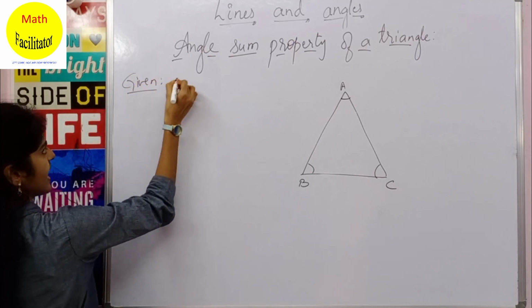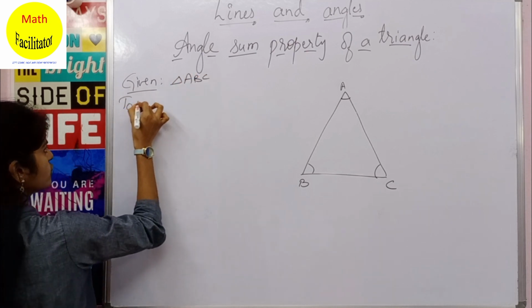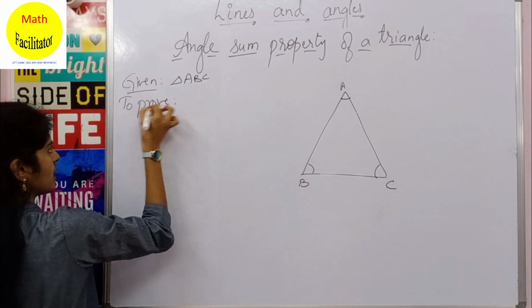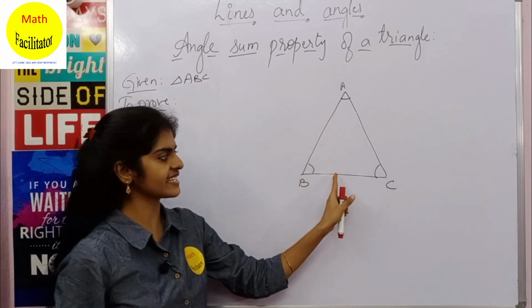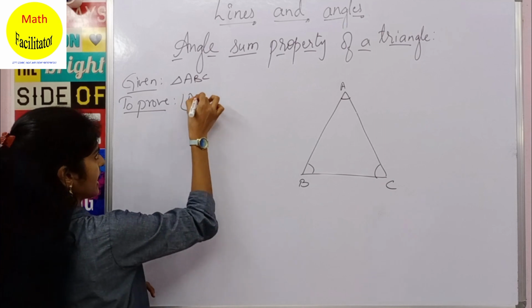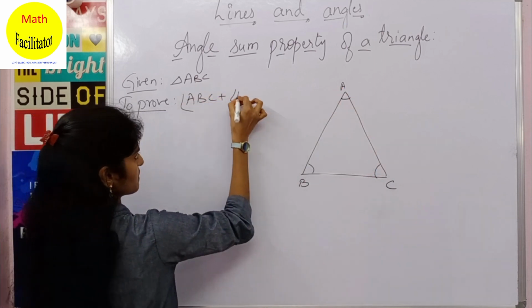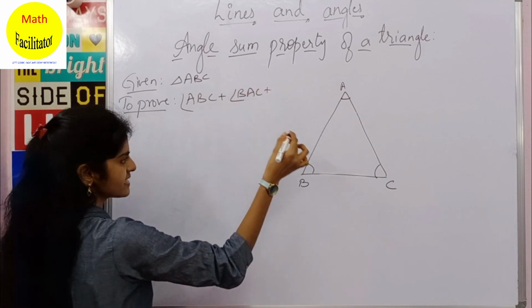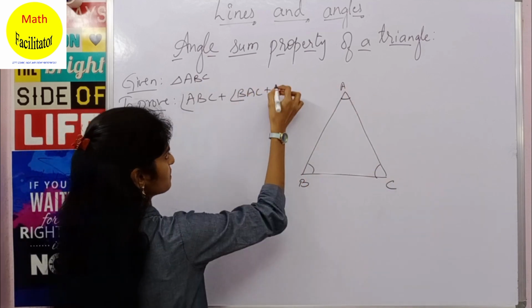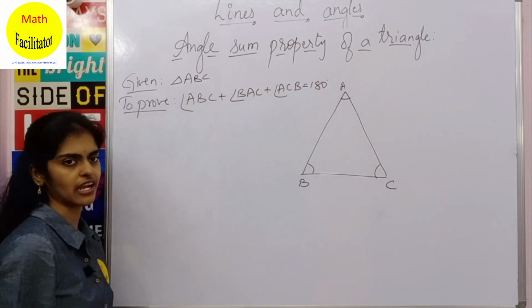So what is given? Given triangle ABC. And what do you have to prove? You have to prove that the sum of all these three angles is 180. That means angle ABC plus angle BAC plus angle ACB is 180. This is what you have to prove.